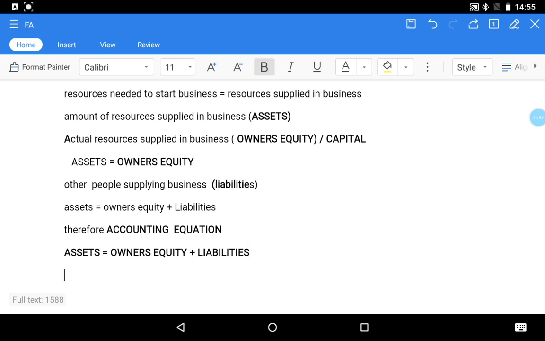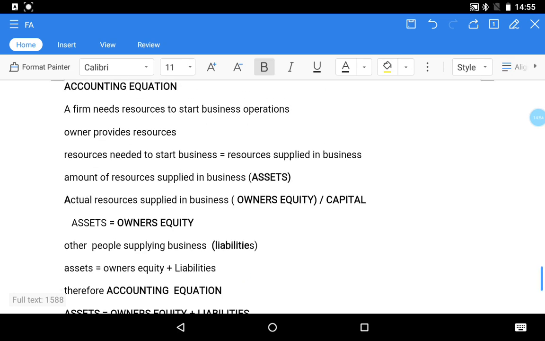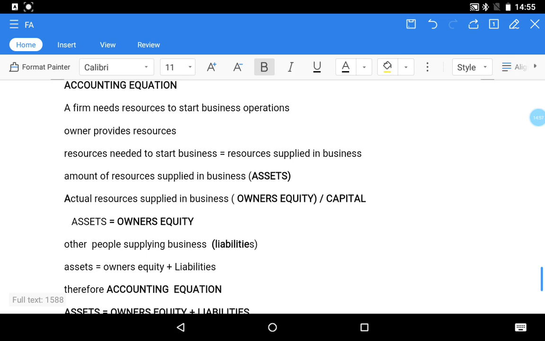A firm needed resources, and the owner has provided resources. When they reach the business, the business will see those resources as assets, and the owner of the business sees those assets in the business as owner's equity or capital. That's why you hear someone saying, I have my capital. This house is my capital. This stock is my capital. This business is my capital. That means anytime he can get dividends from here, he can get a share. He or she is a shareholder. So that's it.